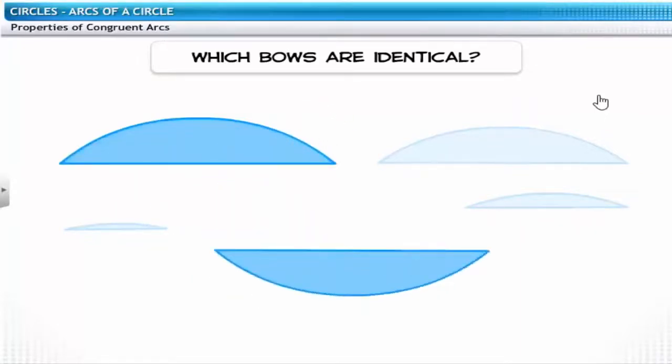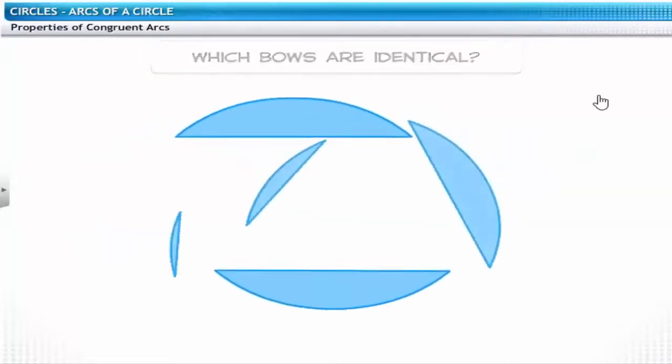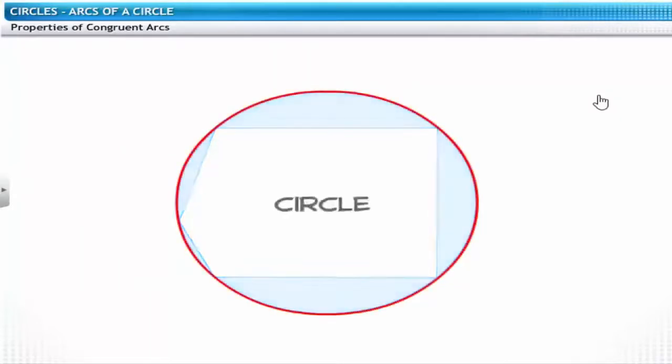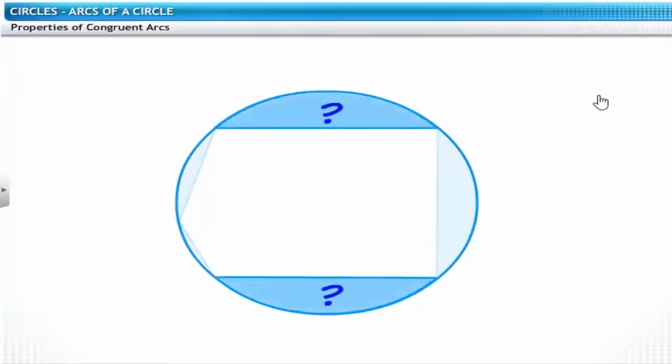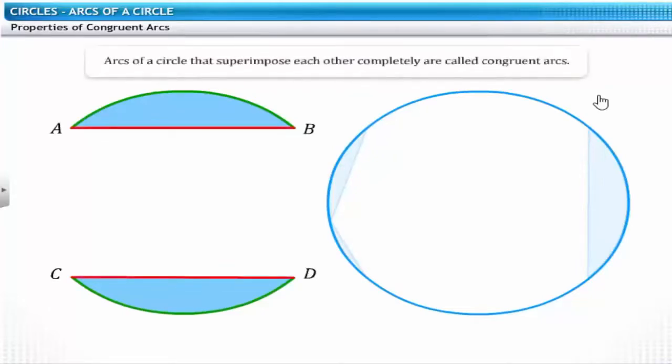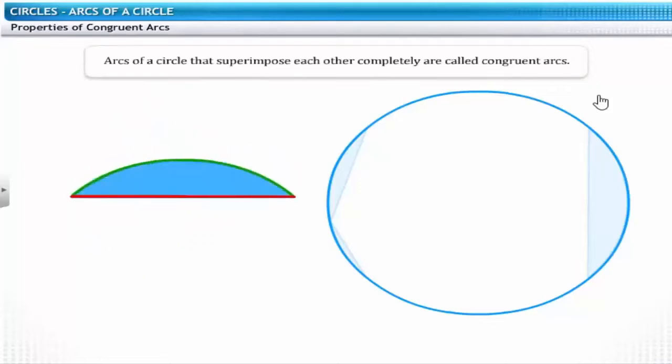Now, let us do something much more interesting with these bows. Let's place these 5 bows together like this. What do we get? A circle. Can you see the 2 identical bows? What do they represent now? The curved parts of the 2 identical bows represent 2 congruent arcs, AB and CD, and the string of the bows represent 2 equal chords, AB and CD of the circle. We call them congruent because they superimpose each other completely.